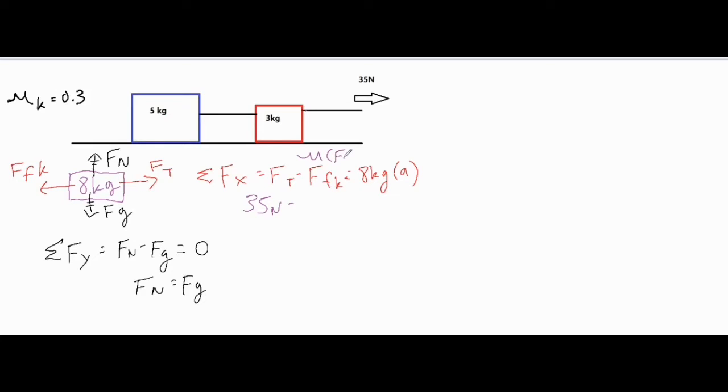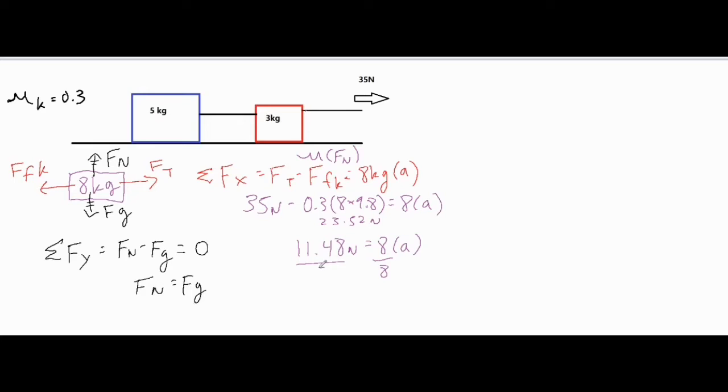We do know the force of tension is 35 newtons, and the force of kinetic friction is always mu times normal force. Mu, the coefficient of kinetic friction, is 0.3 according to our setup right here. Then our Fn is equal to our Fg, and Fg is mg, which is mass times 9.8. If we take 35 minus the product of these, 23.52 newtons, that equals 11.48 newtons total, which equals the 8 kilograms times the acceleration.